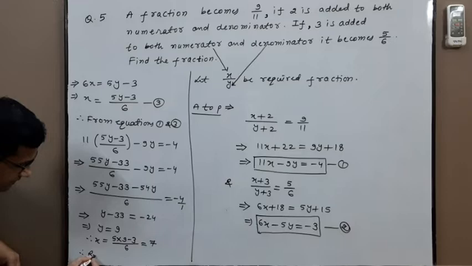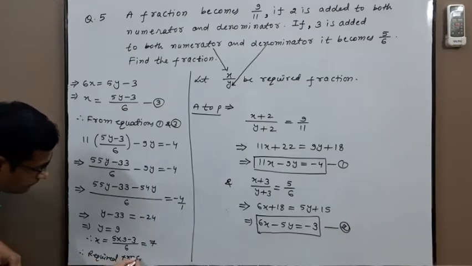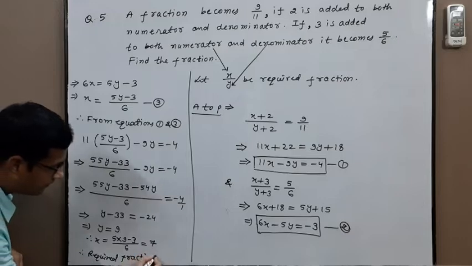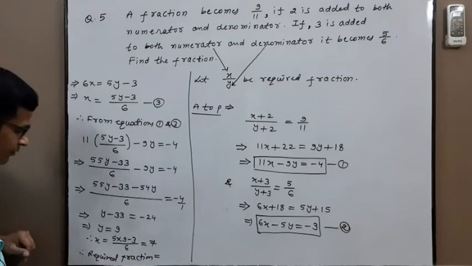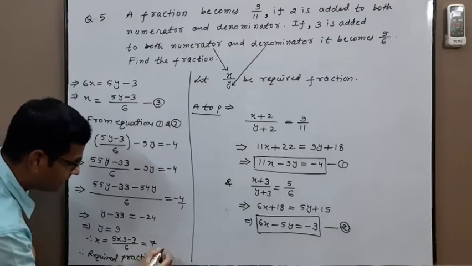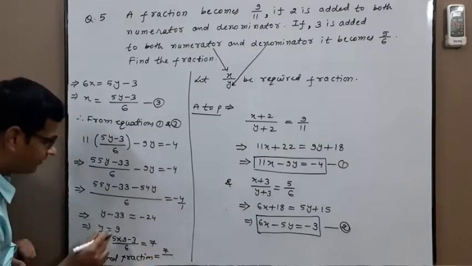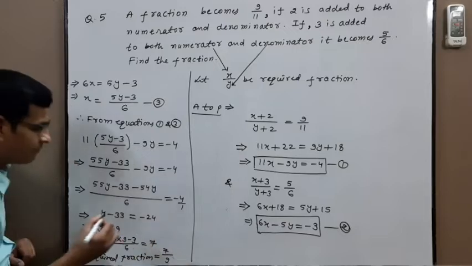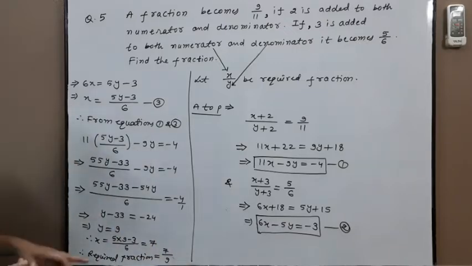Therefore the required fraction is equal to numerator upon denominator. Numerator is 7 and denominator is 9. And you can verify your answer also.